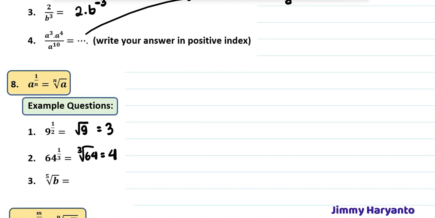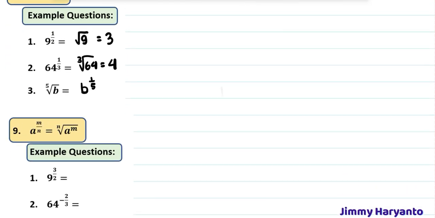Okay, and then for this one, the question is reversed. The root is already given. That means we only have to change it into powers. When you have root 5 of b, the powers will become 1 over 5. Okay, next, 9.